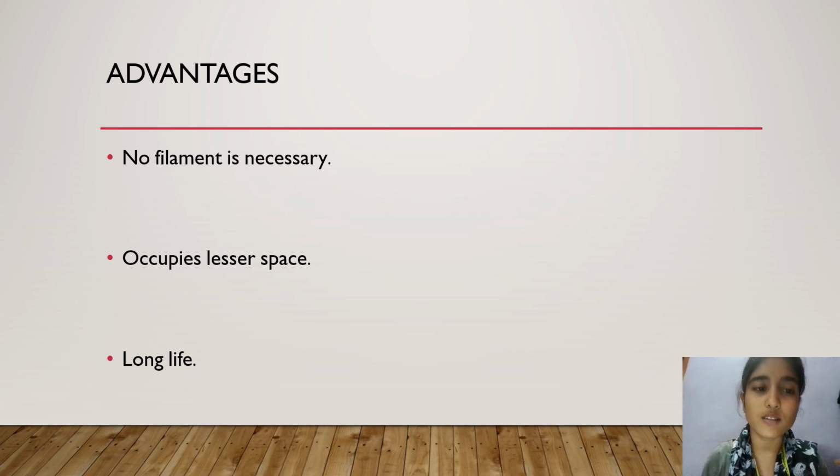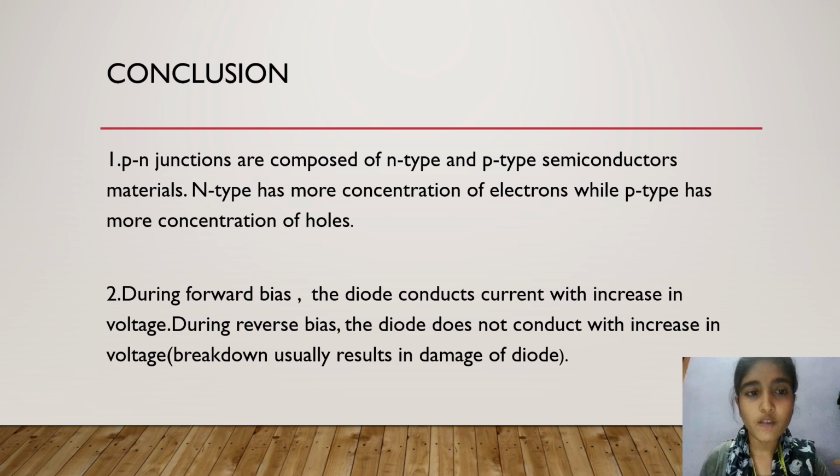Moving to advantages. Advantages of PN junction diode: no filament is necessary, it occupies less space, and a long life is provided. The last slide is the conclusion.